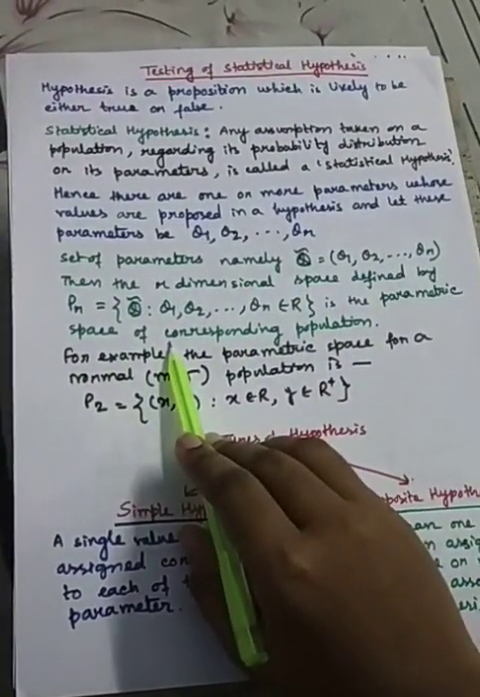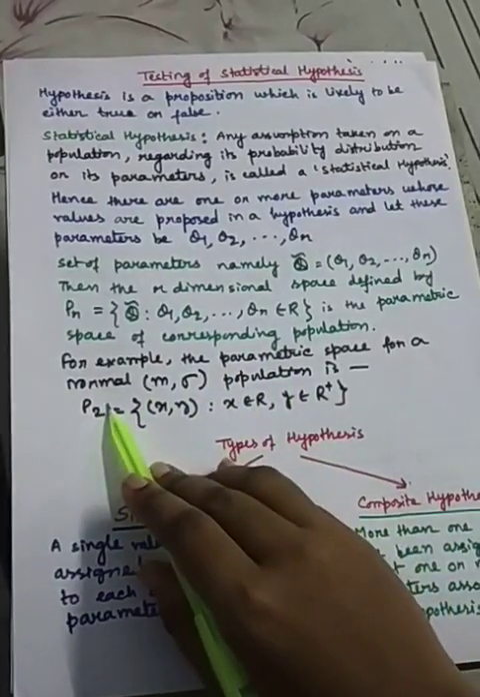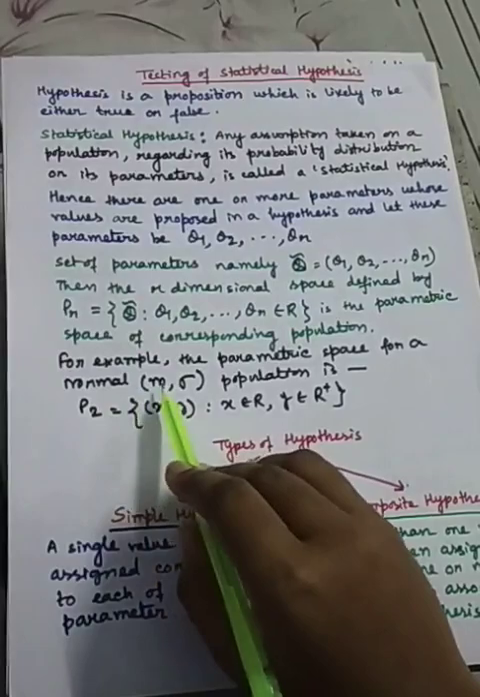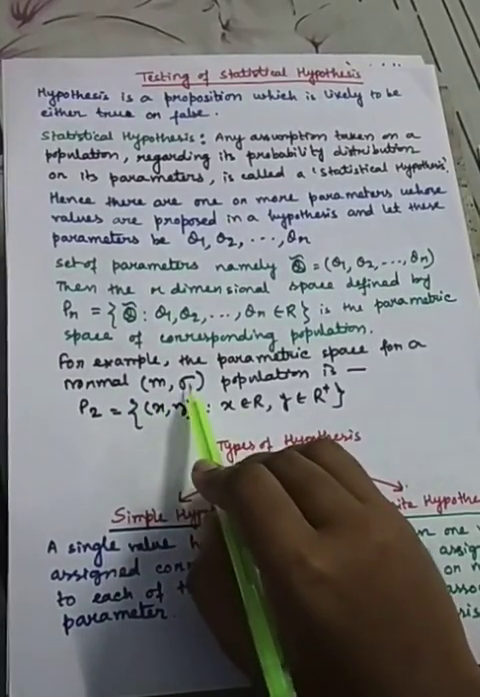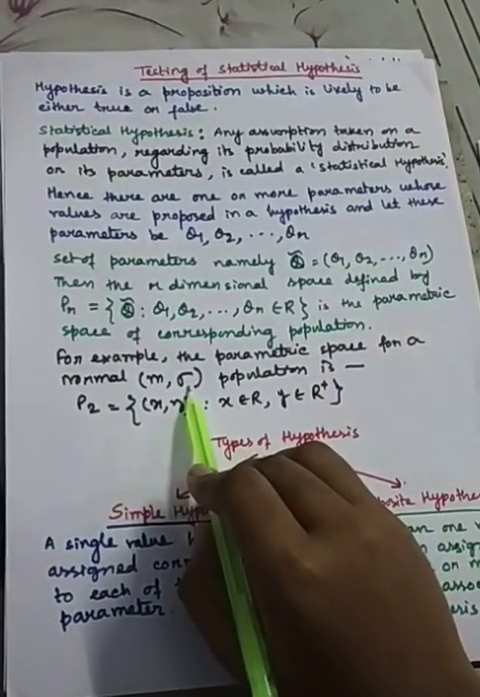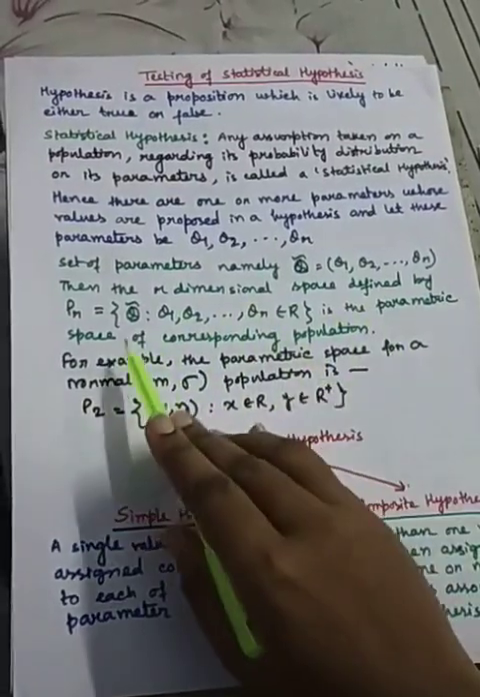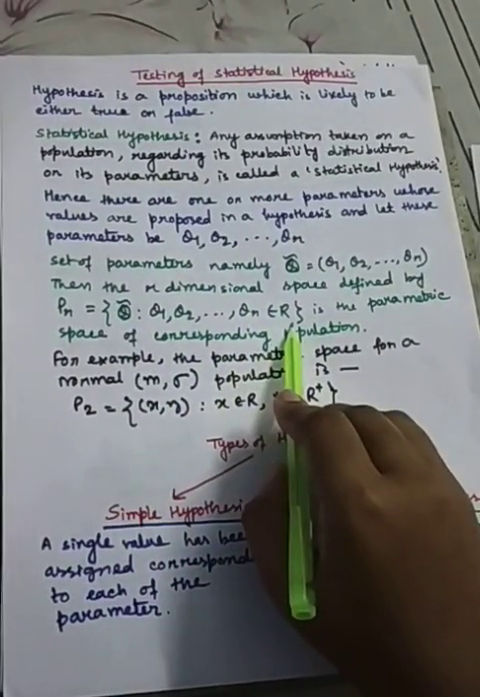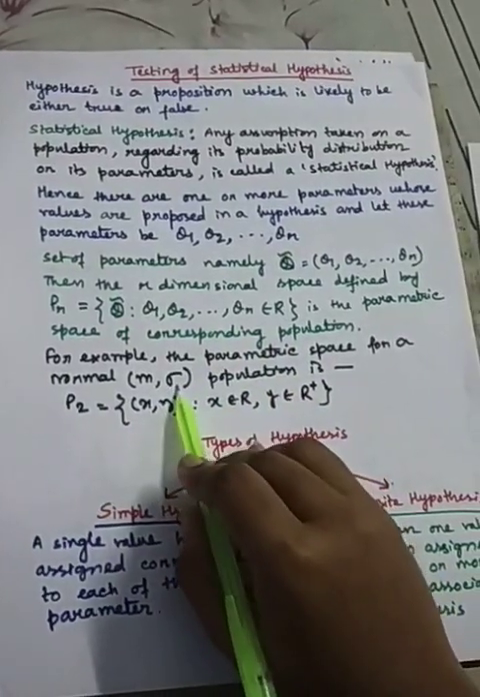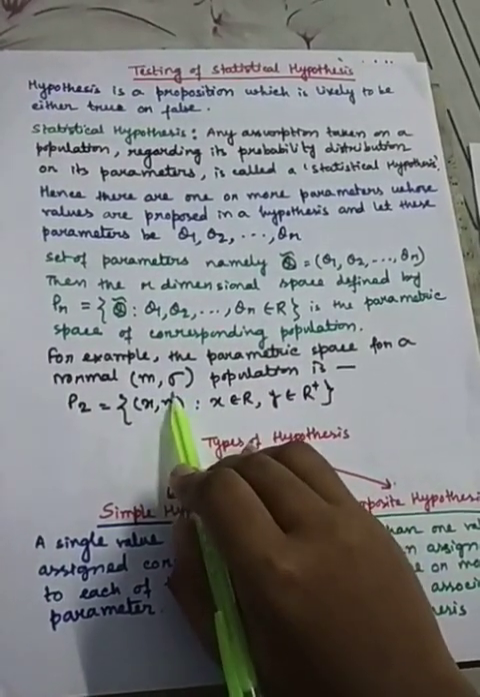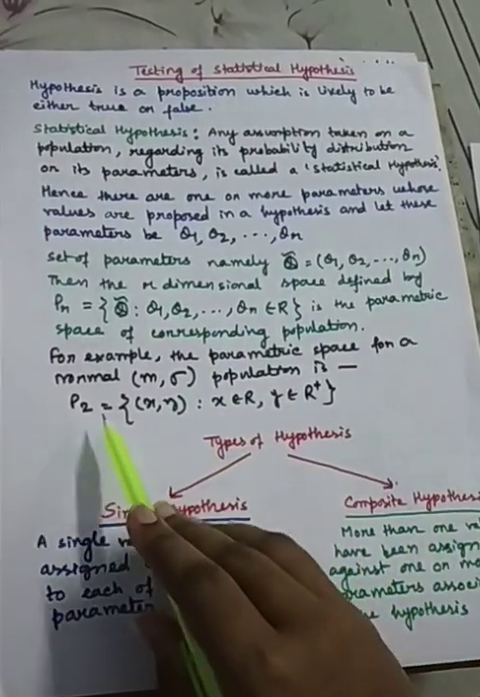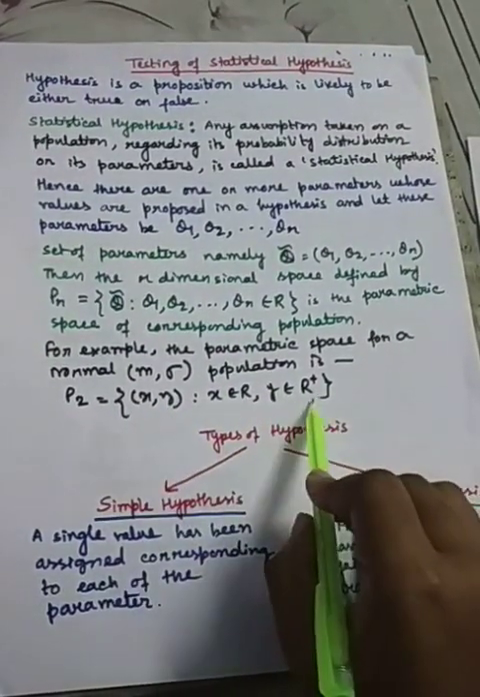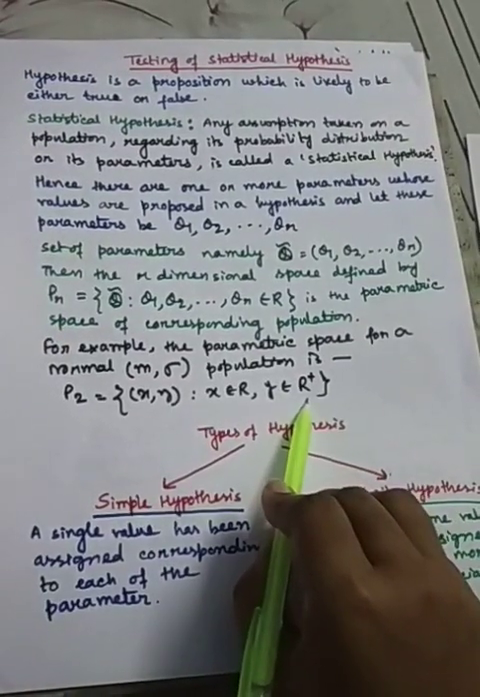As for example, the parametric space for a normal distribution or normal population is R^2 because for normal we have two parameters, one for mean and second one for standard deviation. For parametric space, always these parameters belong to real numbers, and as standard deviation is always positive, for a normal population your parametric space should be mean belongs to real numbers and your standard deviation belongs to positive real numbers.